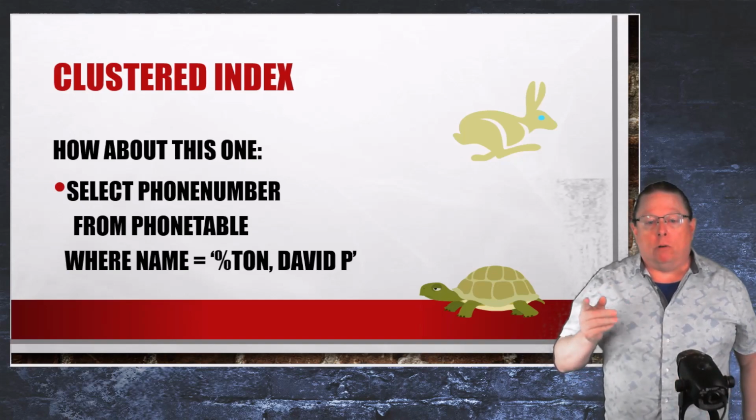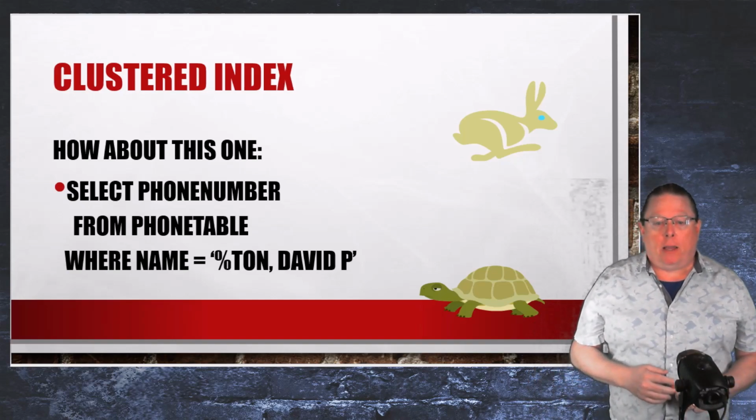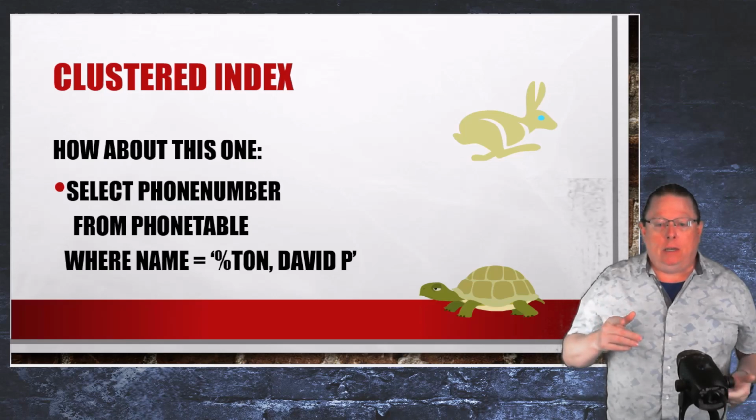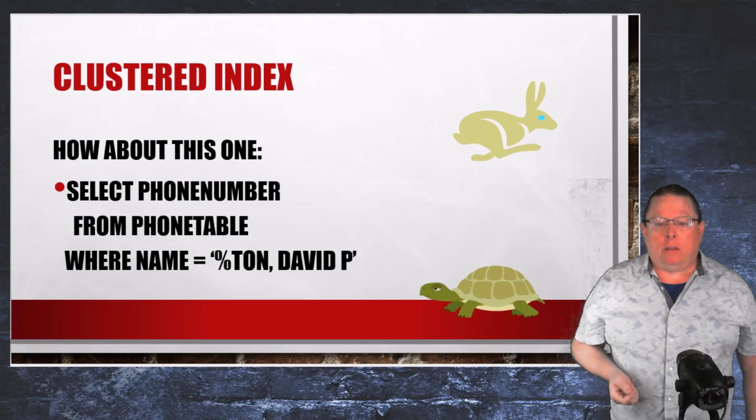Now, if the wildcard was on the end and you were searching for something like Hamilton, comma, D wildcard instead of David, it could get there quickly just like the original one could, because it has the details it needs to go through that clustered index and find it.